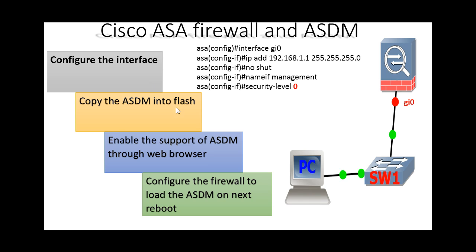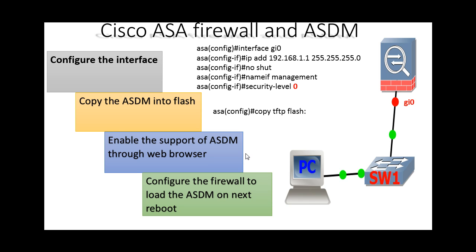The next step: if your firewall is shipped with ASDM pre-installed, then you can skip this step. Otherwise, you need to download the ASDM image and copy it to disk0 or the flash memory. Copying to the flash is pretty easy too. It's just copy from the TFTP server to the flash, and then you follow the steps.